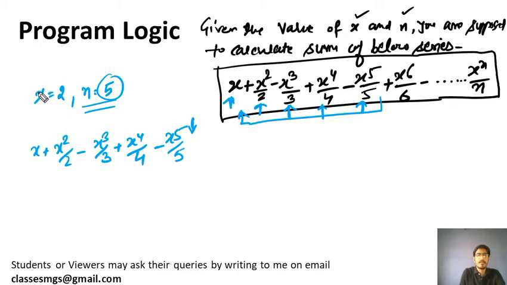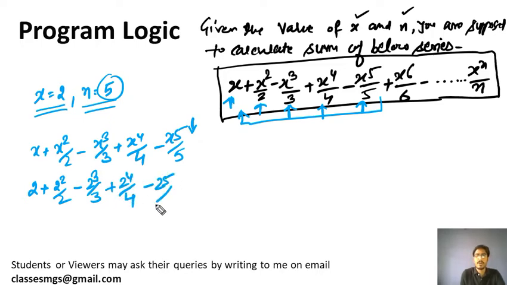Now we put x equals 2: 2 plus 2 raised to power 2 divided by 2 minus 2 raised to power 3 divided by 3 plus 2 raised to power 4 divided by 4 minus 2 raised to power 5 divided by 5. How to calculate 2 raised to power 2? 2 raised to power 2 means multiply 2 two times. 2 raised to power 3 means multiply 2 three times. 2 raised to power 4 means multiply 2 four times. This is how you can calculate 2 raised to power 4.